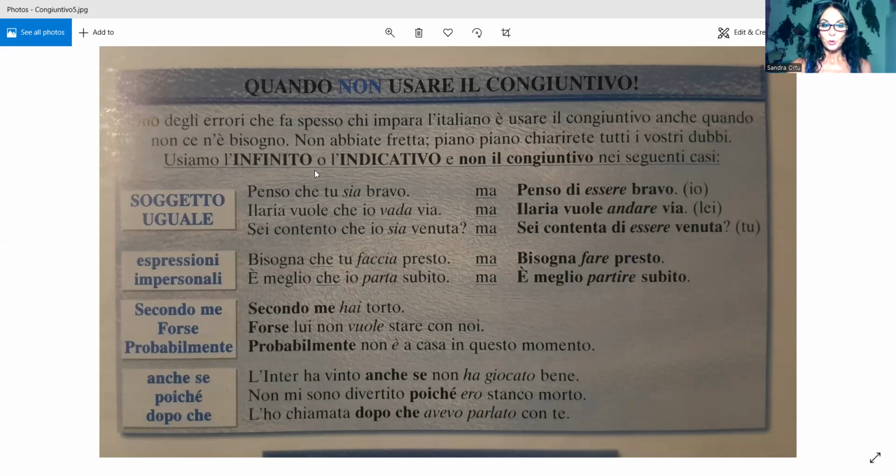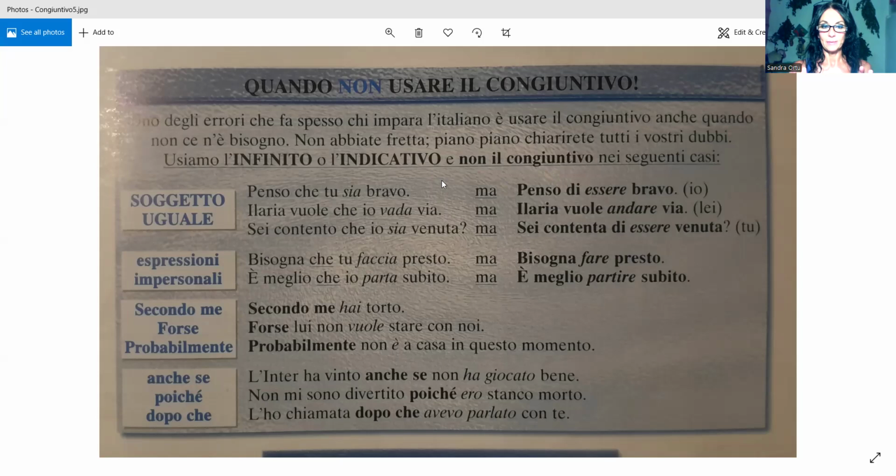Usiamo l'infinito o indicativo. Remember, infinito is the infinitive, so the verb in the original form, as I said, is not necessarily grammar terminology. Indicativo instead is the normal, the ordinary present, passato prossimo, imperfetto, e non il congiuntivo nei seguenti casi. Not subjunctive in the following cases. Let's see these cases. Soggetto uguale, when the subject is the same.